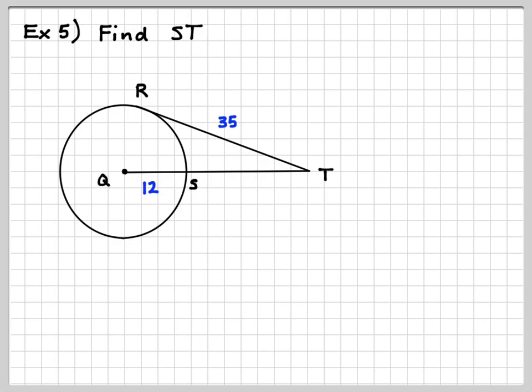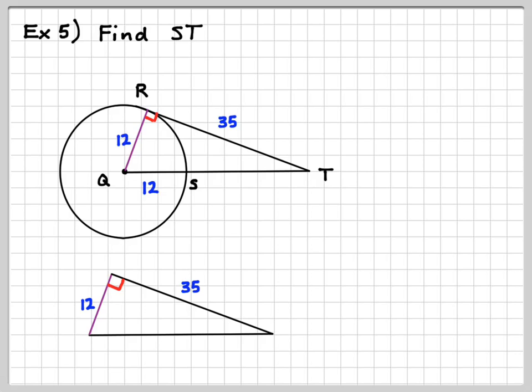All right, example 5. This is a great problem, a little bit tricky here. You're asked to find the length from S to T. Now, in order to get this started, you do have to know something about how a radius works. A radius from Q to any point on this circle has to be 12 all the way around. So I'm going to go ahead and make the radius run up to point R up here. And now I have a right triangle where one of the legs is 12 and the other leg is 35.